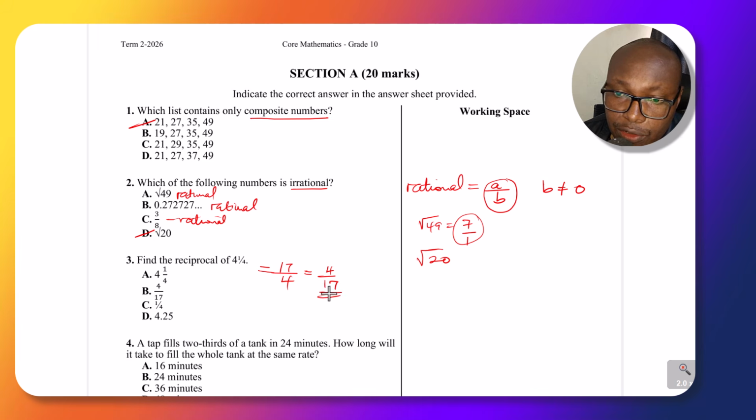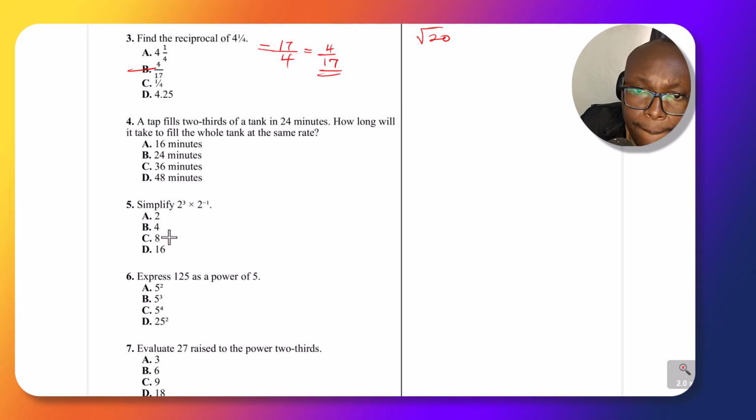That was so straightforward. So the first step, convert 4 and 1 over 4 to an improper fraction, which is 17 divided by 4. Then get the reciprocal or the inverse of 17 over 4, which is 4 divided by 17. So that is solution B. We go to question 4.